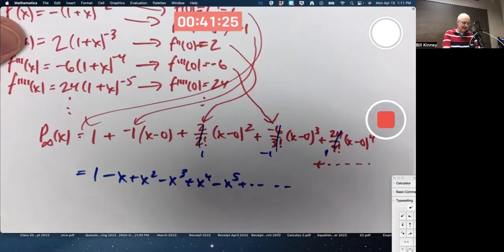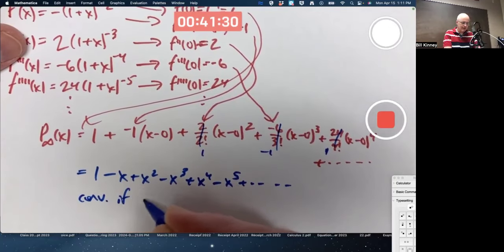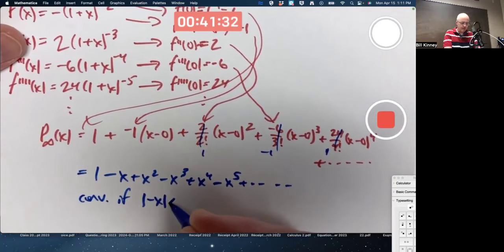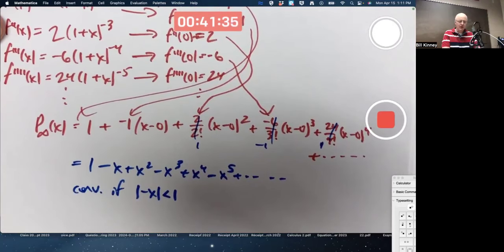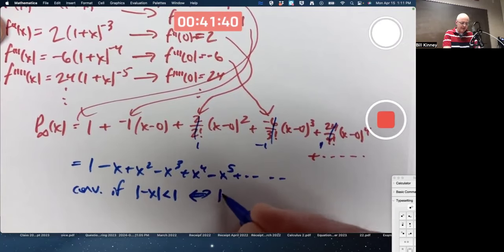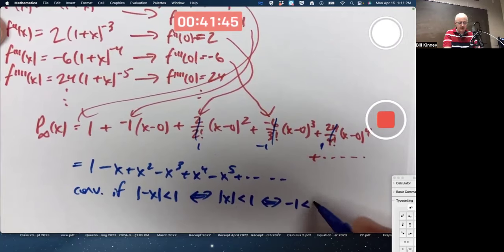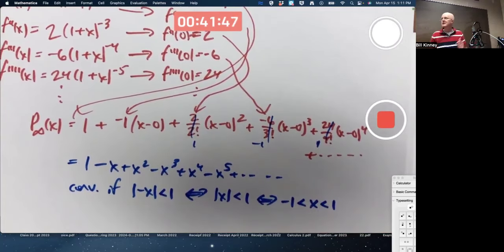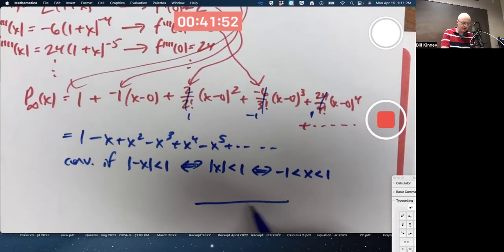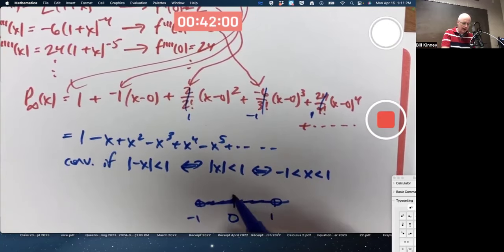And the convergence, once again, is the convergence if the absolute value of the common ratio is less than 1. Common ratio is -x here. Absolute value of -x is the same as the absolute value of x. So this convergence is between -1 and 1. The interval of convergence is that interval. It's an open interval centered on 0. Does not include the endpoints. Radius of 1.